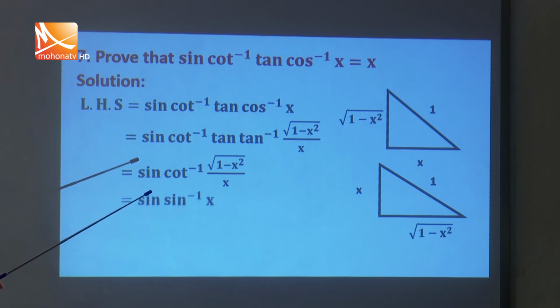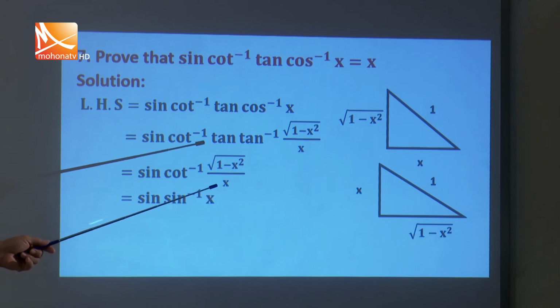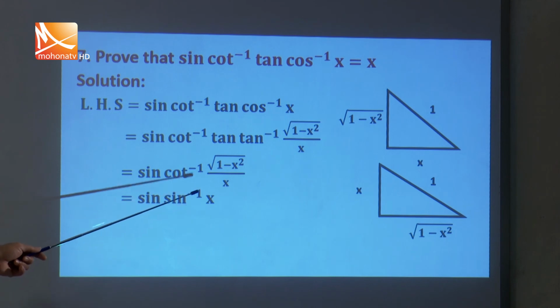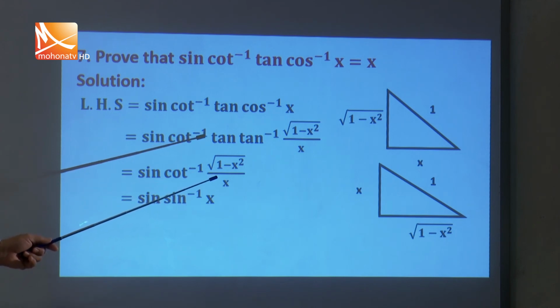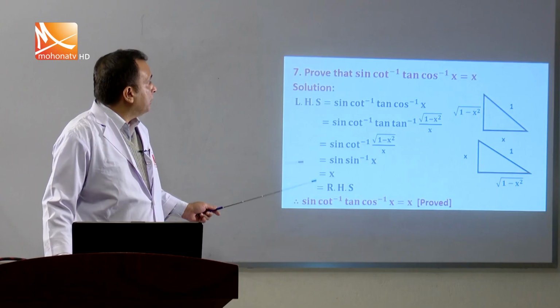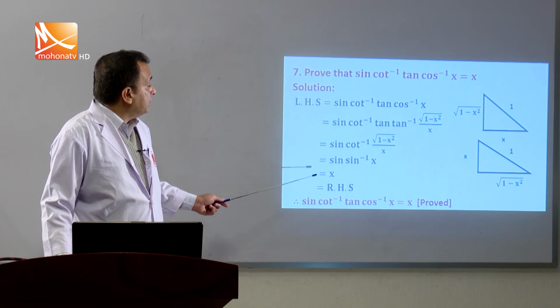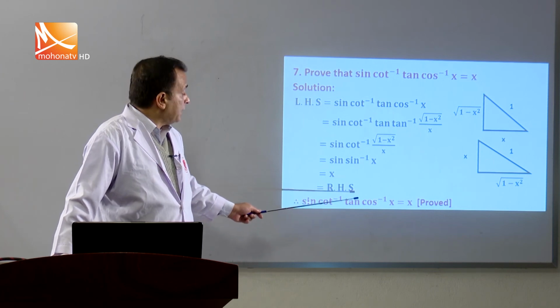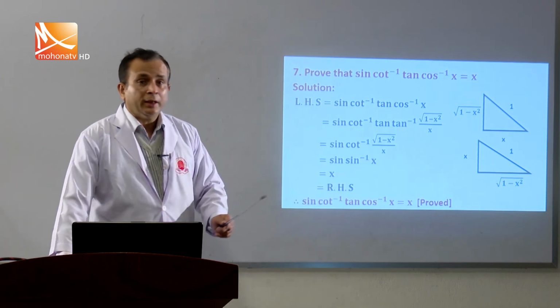So you just see the next line, sine inverse. If we write sine theta equals opposite by hypotenuse, that is sine theta equals x by 1, that is sine theta equals x, so theta is equal to sine inverse x. So sine inverse x, this x is here, this is the right hand side. Okay. So ultimately we have already reached our goal, that is sine cot inverse tan cos inverse x equals x, hence proved.